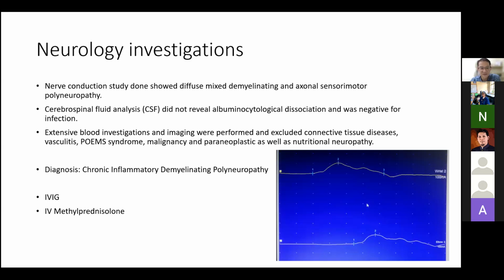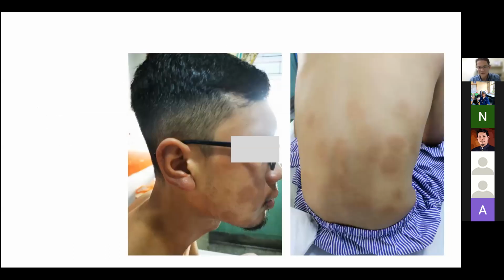There's no evidence of connective tissue disease or vasculitis. There's no evidence of POEMS syndrome, malignancy, paraneoplastic, nothing. So this patient was eventually diagnosed as CIDP, chronic inflammatory demyelinating polyneuropathy, and was started on IVIG and also methylprednisolone. He actually improved initially, but subsequently, this is what happened.